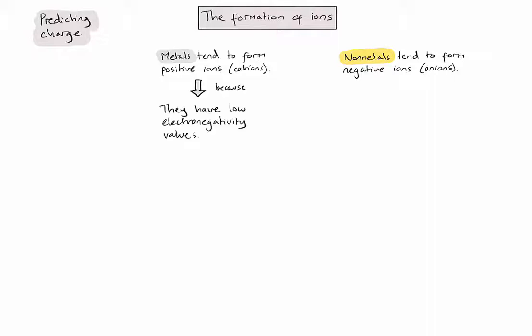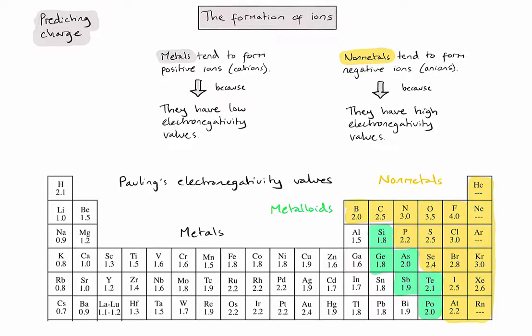On the other hand, non-metals tend to form negative ions because they pull very strongly on their bonding electrons, so they're much more likely to gain electrons. If you want to look at these patterns more carefully, you'll find Pauling's electronegativity values in the data booklet. And here is also a reminder of how the metals and non-metals are separated on 2 sides of the periodic table by the metalloids.